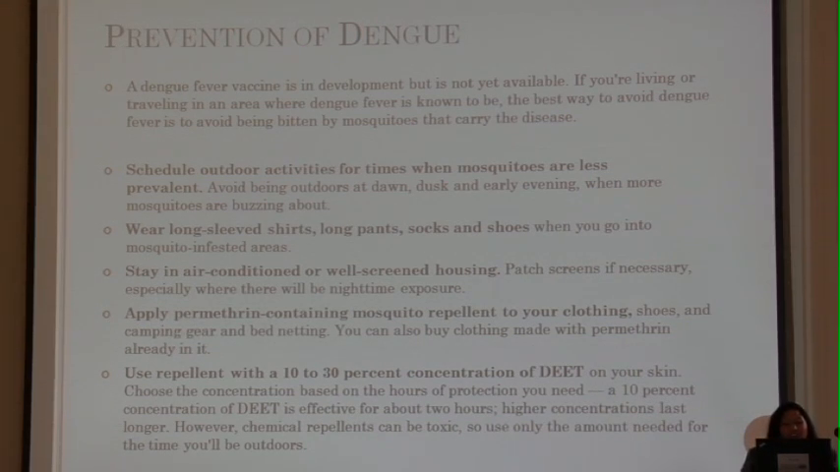Prevention of dengue. Dengue fever vaccine is in development but is not yet available. If you're living or traveling in an area where dengue fever is known to be, the best way to avoid dengue is to avoid being bitten by mosquitoes that carry this disease. You should schedule your outdoor activities when mosquitoes aren't around, like not around dusk or dawn. Try to wear protective clothing to cover your skin. Try to stay in cool, air-conditioned areas or in houses with screening for protection. Apply repellent, and use repellent with DEET in it.